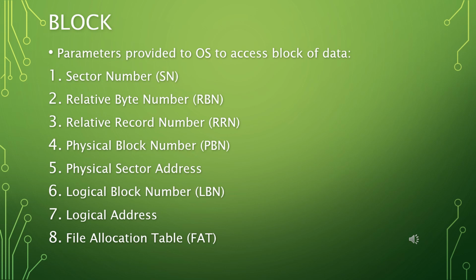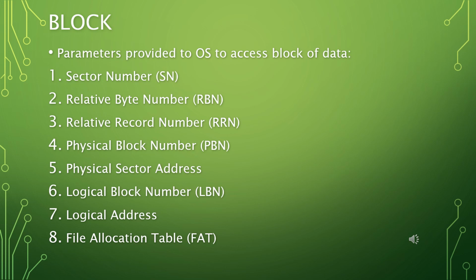As we know, a block is a physical unit of data on the disk and it consists of one or more contiguous sectors. So what are the parameters which are provided to the operating system to access those blocks? The first one is the sector number, that is SN. The entire disk is viewed as a series of sectors numbered from 0 to n.